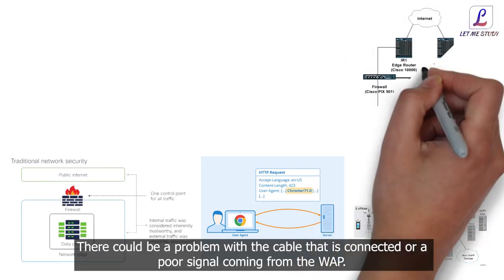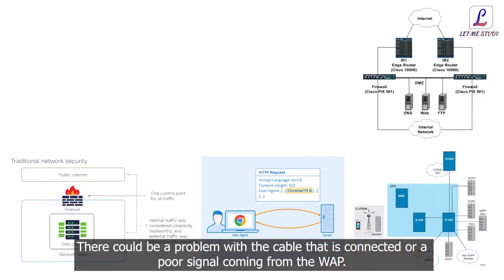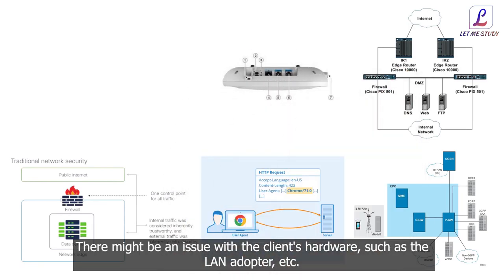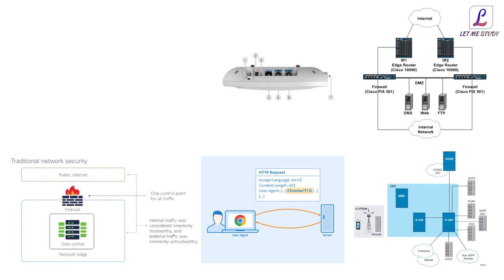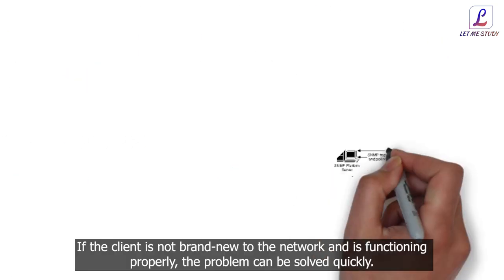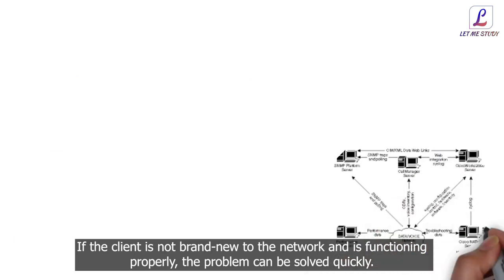There could be a problem with the cable that is connected or a poor signal coming from the WAP. There might be an issue with the client's hardware, such as the LAN adapter, etc. You must address each problem one at a time. If the client is not brand new to the network and is functioning properly, the problem can be solved quickly.